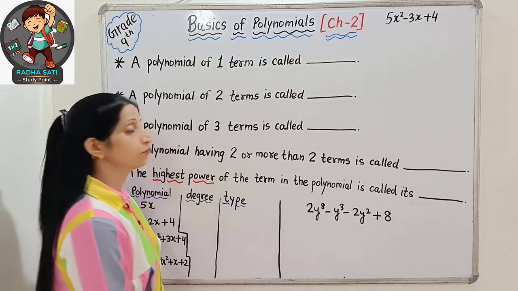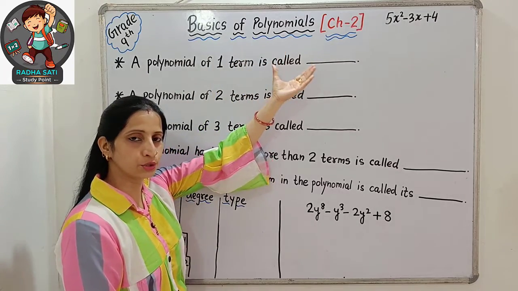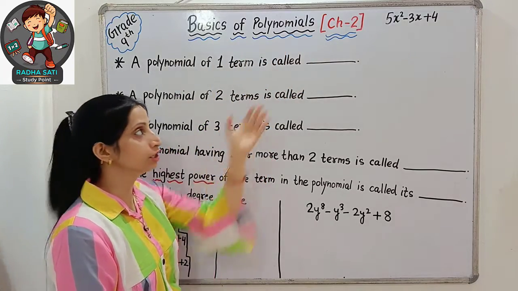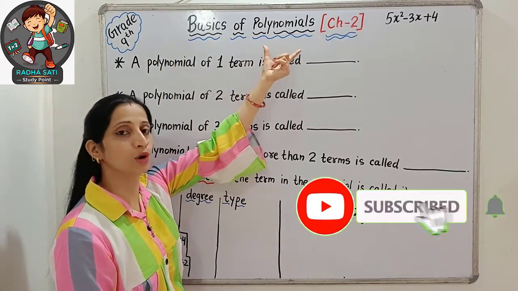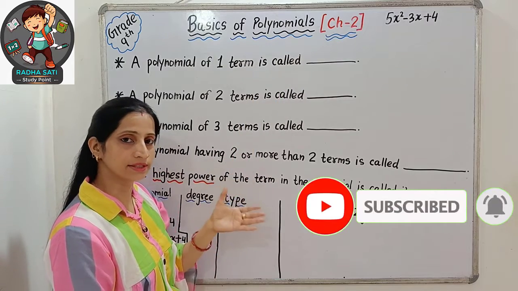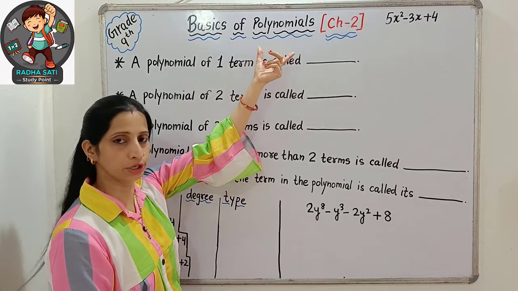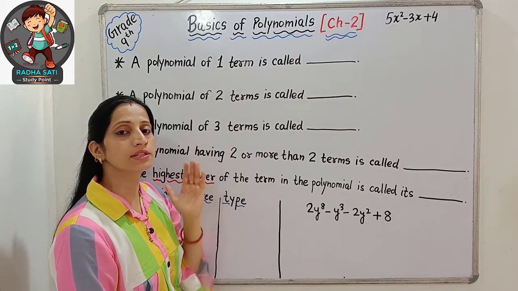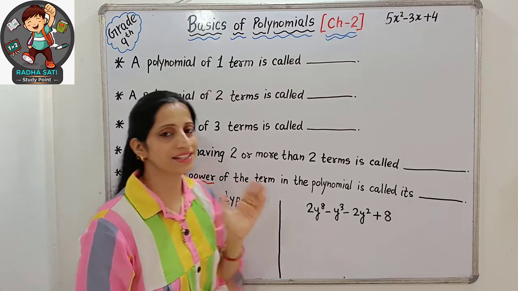So today's video topic is basics of polynomials. So today we are going to start with chapter 2 of grade 9 and the name of the chapter is polynomials. And in this video we will only cover its basics, that what are the terms associated with this polynomials, what are the topics that we will cover in this chapter, that all we will discuss in this video.